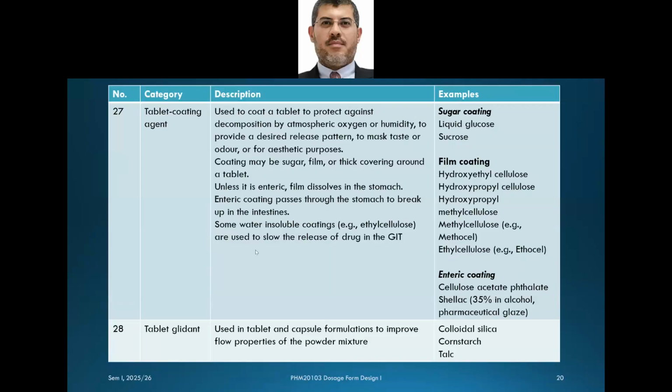Okay. Also we use tablet glidant. This is another ingredient used. So see how many ingredients now are used in tablet making. These are all excipients to provide different functions. The glidant here will improve the flow properties of the powder mixture. So they help also for granules to slide and not stick to each other. Okay, we use things like colloidal silica, cornstarch, and talc as glidants.